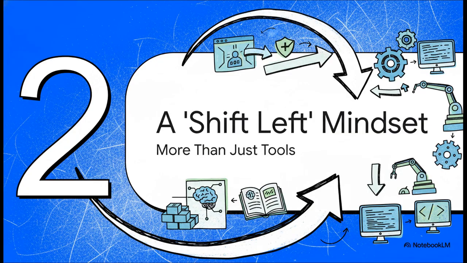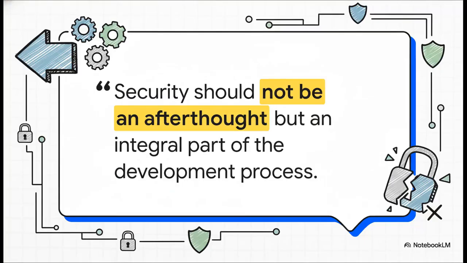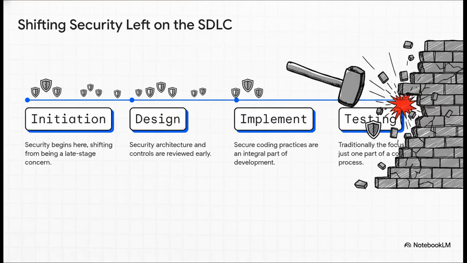But, having all these automated tools is only part of the story. The real revolution here isn't just about automation. It's a fundamental change in philosophy, in how we even think about security. This quote from some government security guidance really captures the essence of the entire shift left movement. It's all about moving away from treating security as a final checkbox and instead weaving it into every single step of the process.